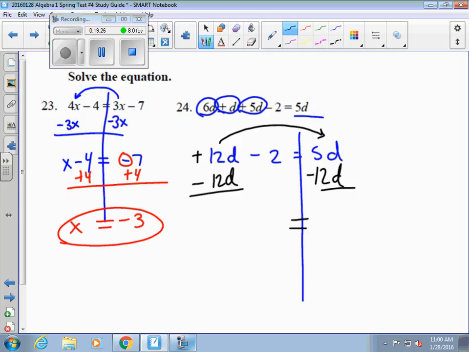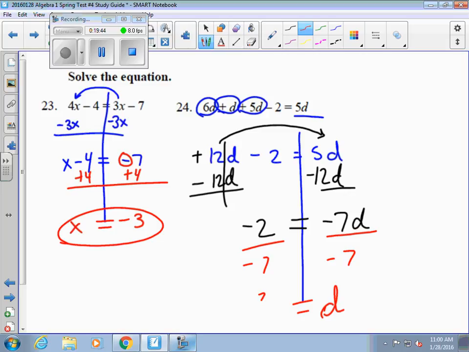5d minus 12d is -7d. On the left, when this cancels, you still have -2. Don't lose the fact that there's a negative there. Undo -7 times d by dividing by -7. When you do it there, do it here. D is now by itself, equal to negative 2 divided by negative 7, and negative divided by negative is a positive 2 over 7. No number goes into both of those. That is considered simplified. D is 2 over 7.